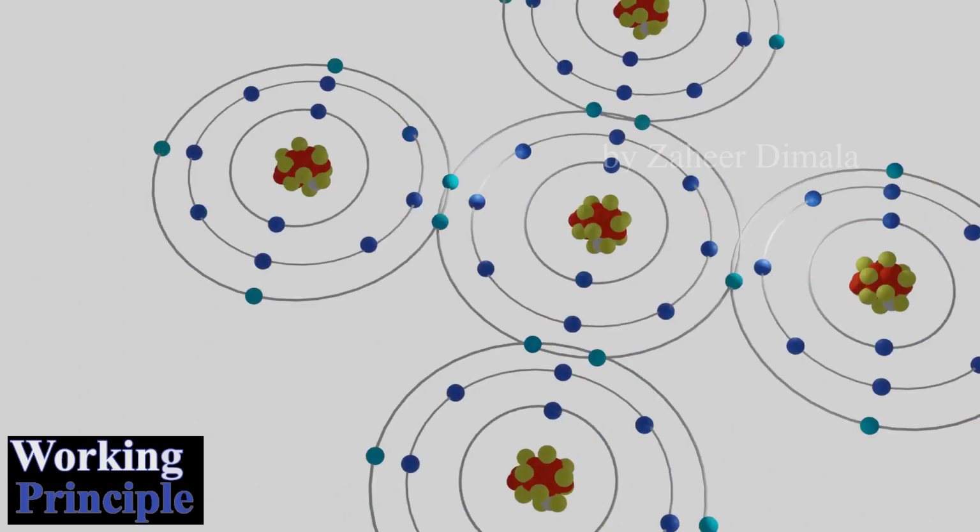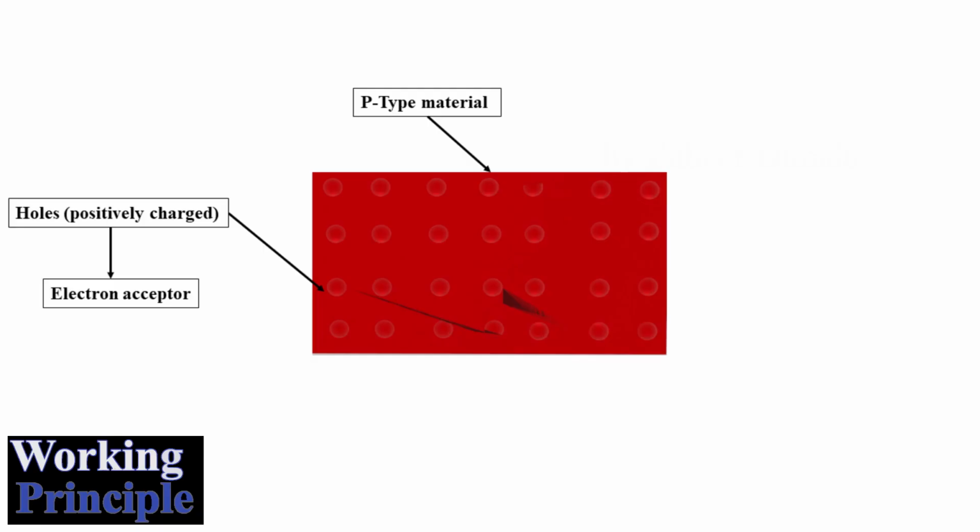Adding a trivalent element to silicon therefore makes it more positively charged and therefore more likely to accept electrons. This lack of a 4th electron can be thought of as a hole. Therefore, holes are positively charged and have a tendency to accept electrons. So a material that has an abundance of holes and positive charge is called a p-type material.